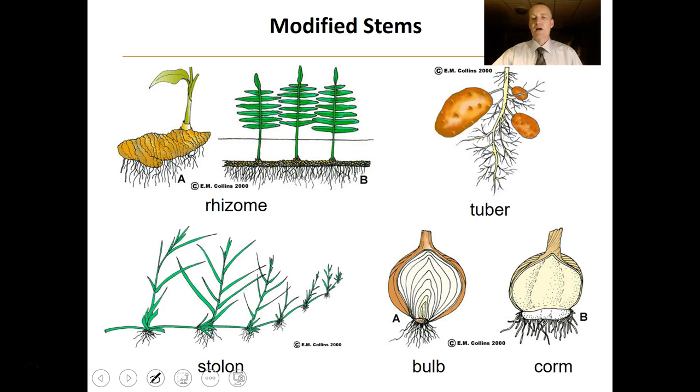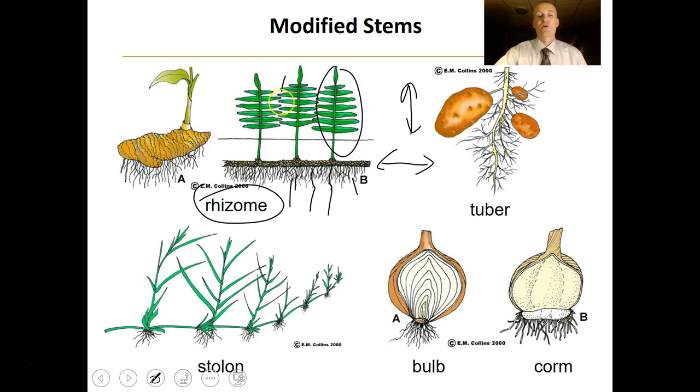These are a few modified stems. A rhizome is a modified stem. It's a stem that grows horizontally versus vertically, and you can see roots come out of it, and you can grow various leaves out of it. A tuber is a modified stem to store nutrients. An example would be a potato.